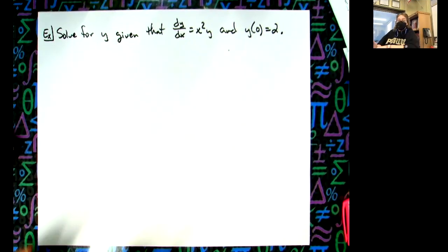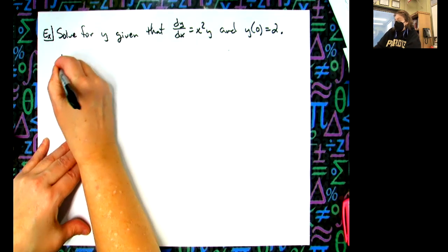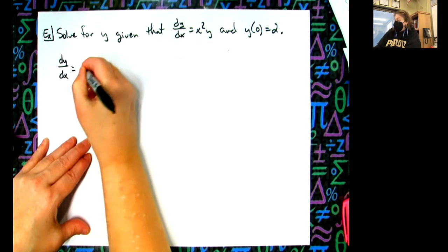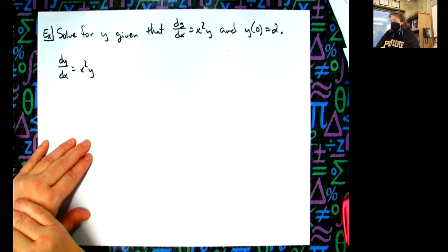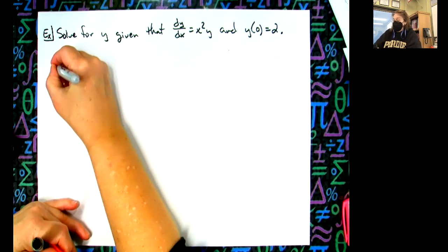Okay, now what do we do? We start with our equation. So I'm going to start with our equation over here: dy over dx is equal to x squared y. All right, first thing I've got to do is get rid of the dx. So can I multiply both sides by dx?